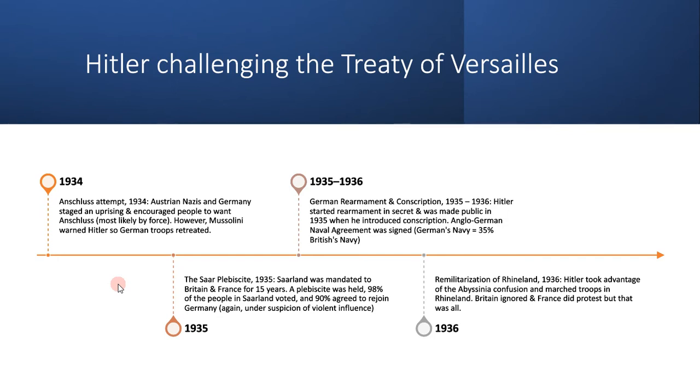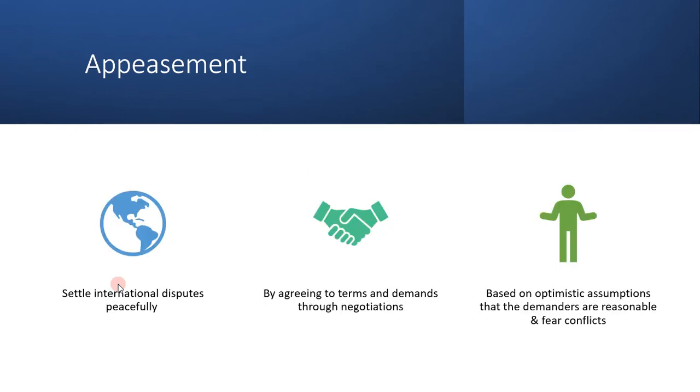And in 1936, again, the remilitarization of the Rhineland. Hitler took advantage of the Abyssinia crisis, which I covered in another video, and marched troops into the Rhineland. Britain and France did protest, but that was all. Similarly to the German rearmament and conscription in 1935, they did nothing except protest, and Hitler again ignored them. So, what was appeasement?